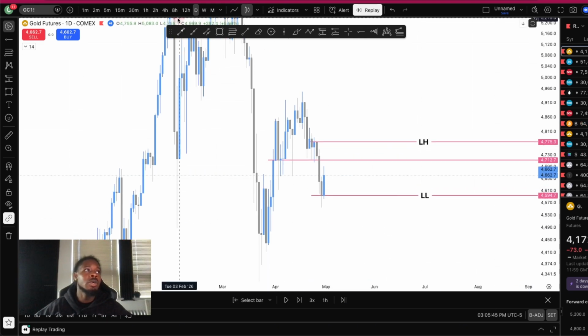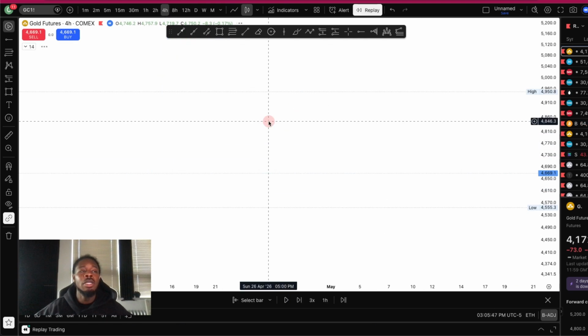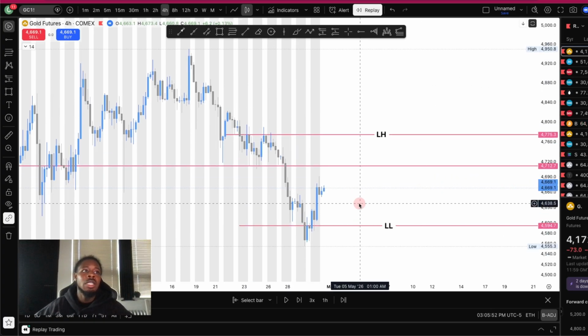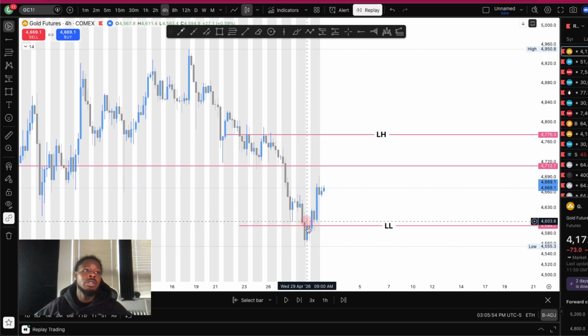We on a daily, but we're gonna watch the 4 hour until the play is ready. I always watch the 4 hour because it helps you be patient. It lets you see the direction, and as you can see, it starts showing direction. Once you see this push up right here, this is your sign that we passed the swing. This swing right here.